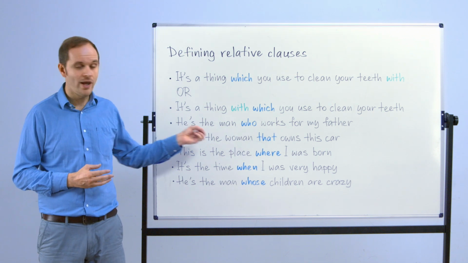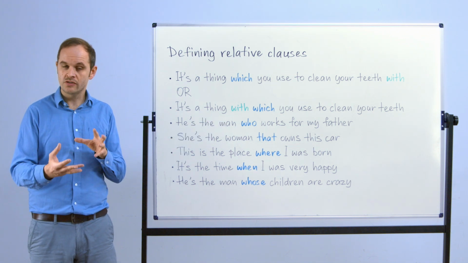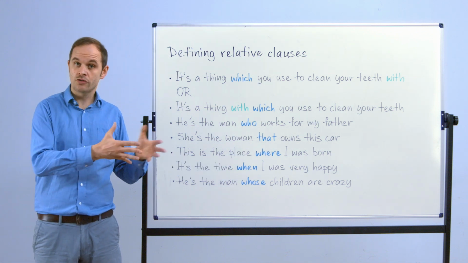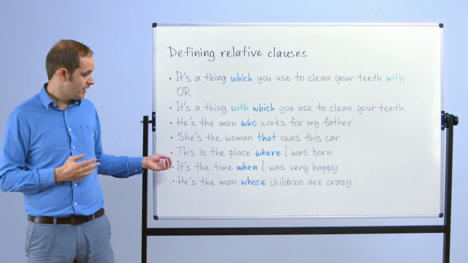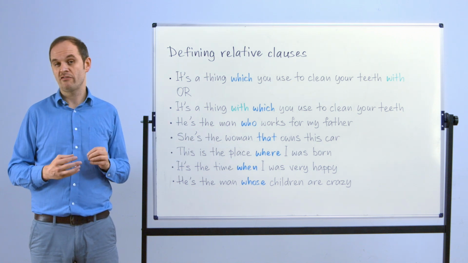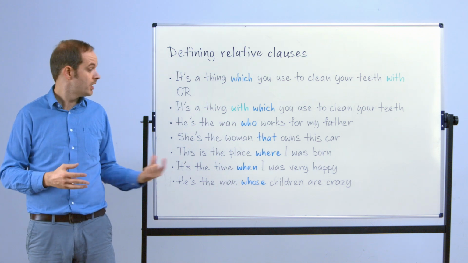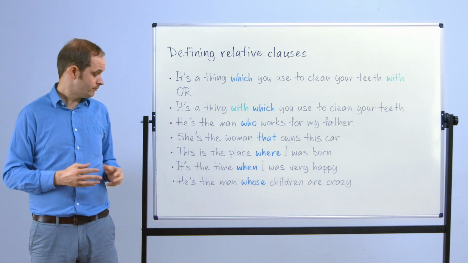This is the place where I was born. So as you can see with this relative clause, we're using the word where to describe the place. It's the time when I was very happy. So here we're defining, we're specifically referring to the time by using the word when.